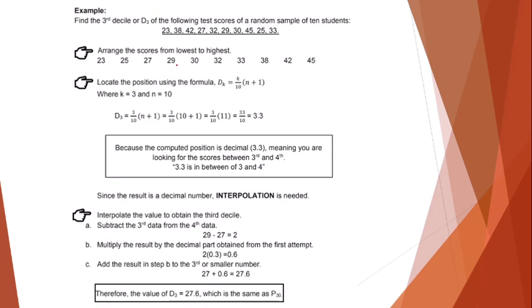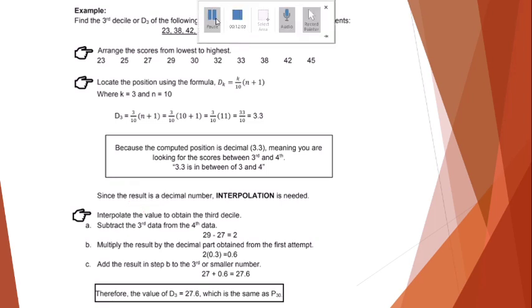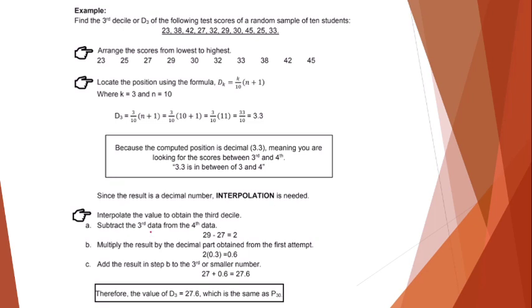Okay. So, 3 to 4. Since the result is a decimal number, interpolation is needed. Interpolate the number to obtain the third decile. So, hinaghanap po natin yung third decile. Subtract the third data from the fourth data. Okay, 29 minus 7. Kasi ang naging result nyo decimal, hindi naman pwede yon.